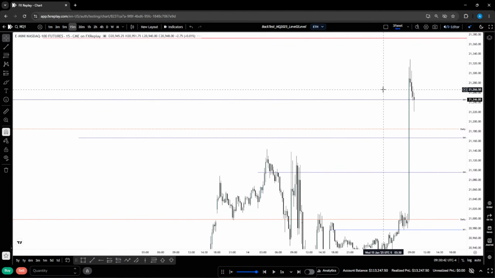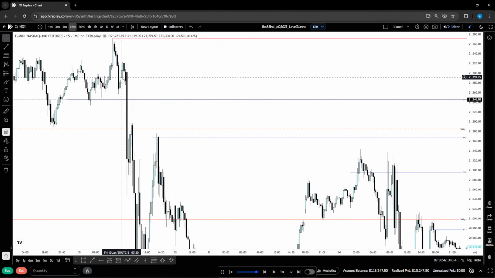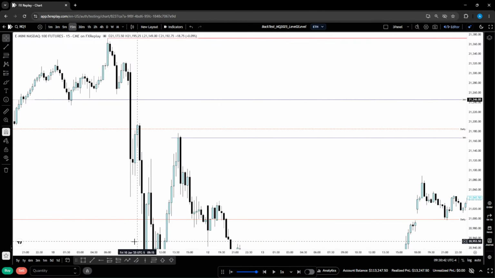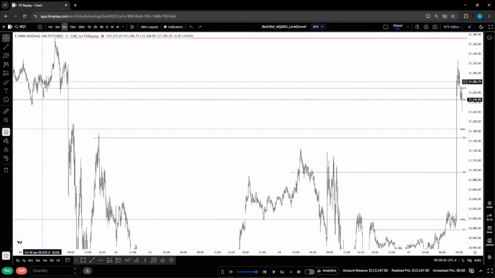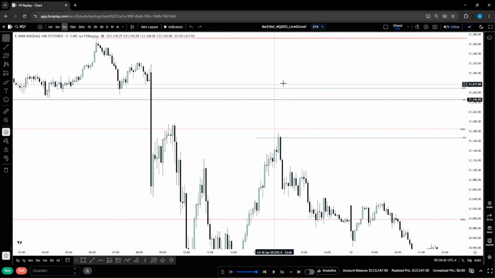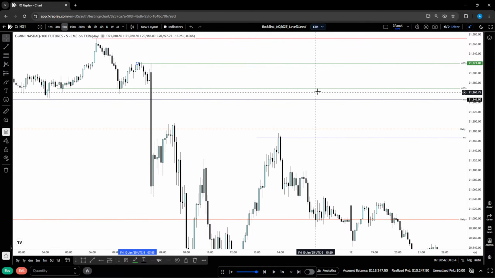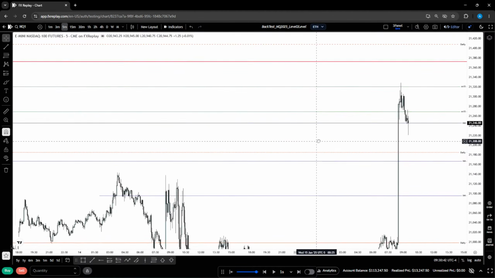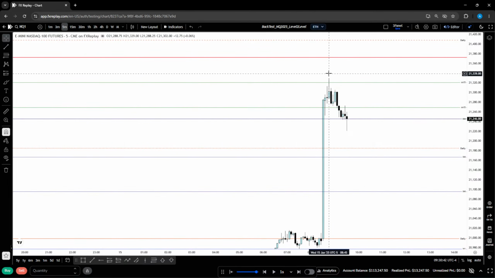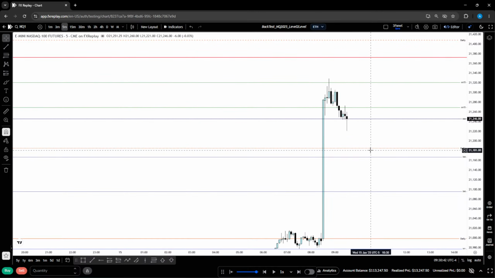And 15 minutes, what do we have here for the 15-minute level? Okay, so this was a 15-minute level. Okay, this is a good 15-minute level. After that is this guy. We got rejected from that 15-minute or that high. We took that high and we started going lower.